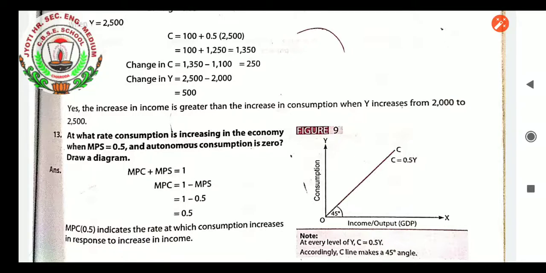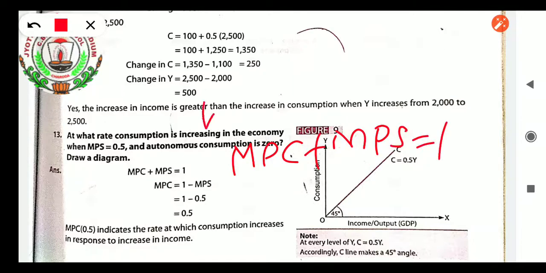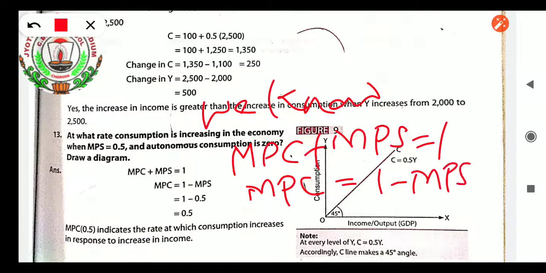So here, the relationship between marginal propensity to consume and MPS: MPC plus MPS equals 1, we know that. So if we want to take MPC, it equals 1 minus MPS. MPS is 0.5, so 1 minus 0.5, how much? 0.5 is the MPC.